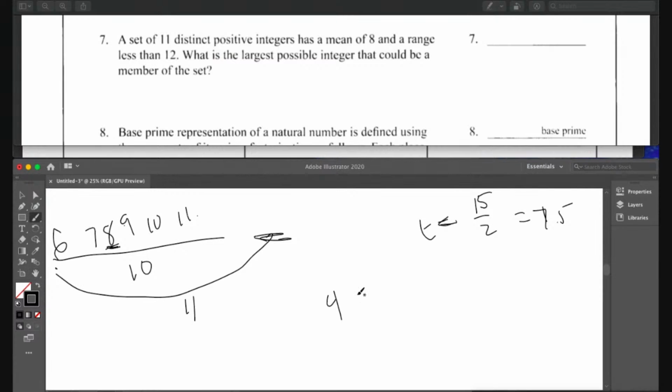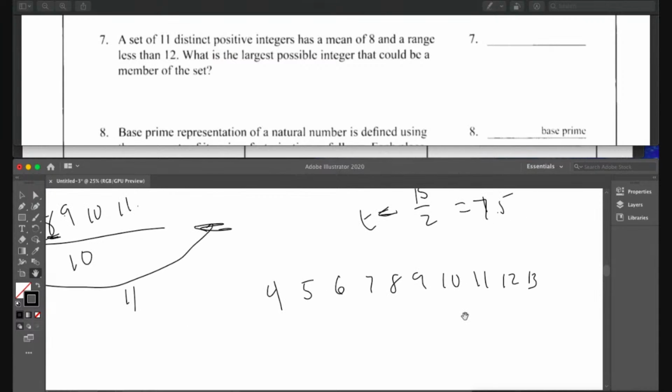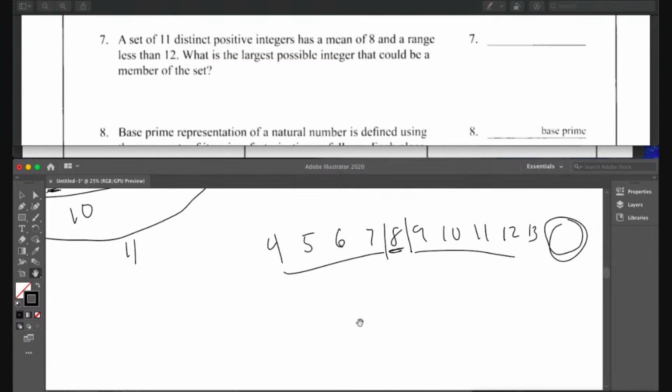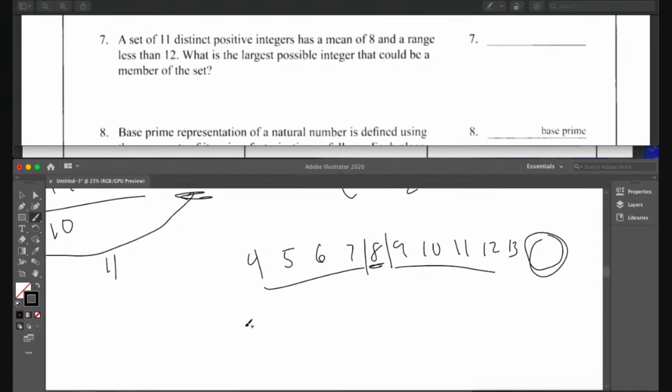So if we have 4, then our 10 numbers can be 5, 6, 7, 8, 9, 10, 11, 12, 13. This is also not gonna give a mean of 8, right? Because 8 is right here, and there's 5 numbers on this side, and there's 4 numbers on this side, and we also have another number over here. So this is not going to give us a mean of 8. So we have to lower the lowest number again. So now we try 3.